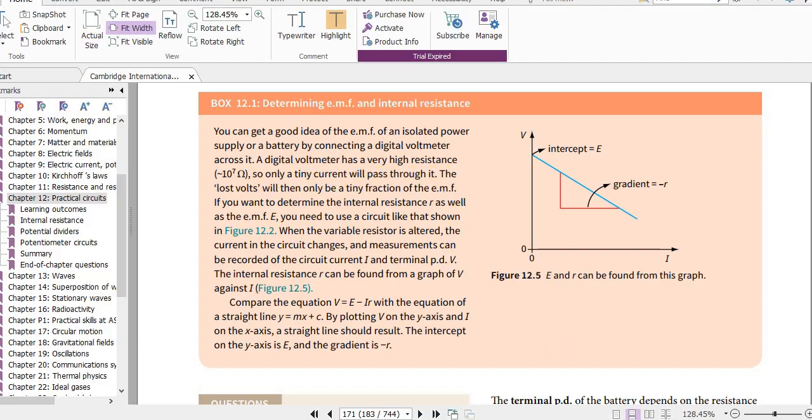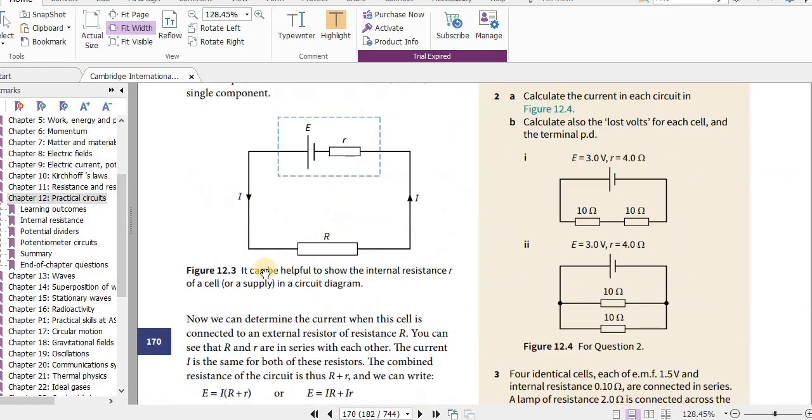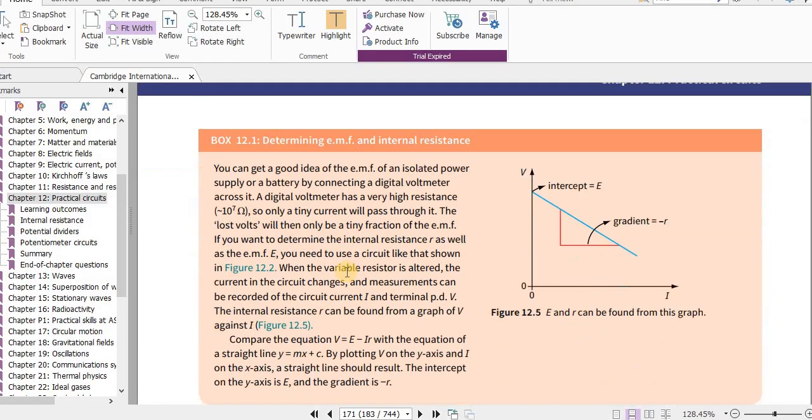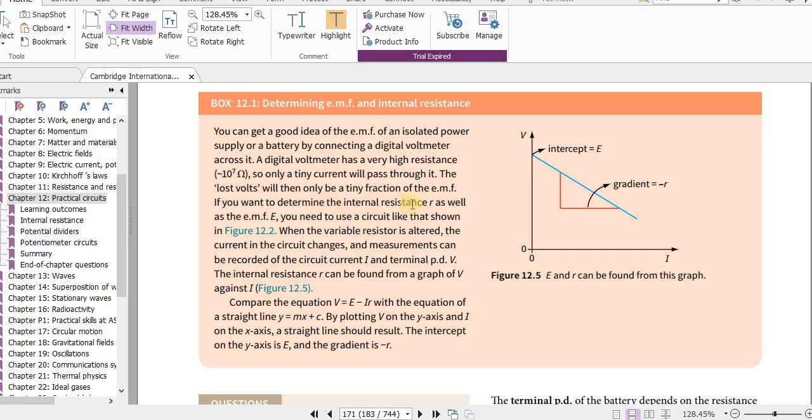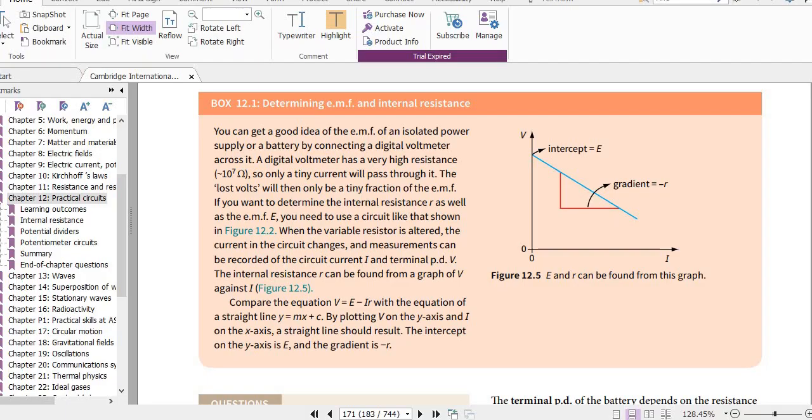So there's a small current. Even when you connect the voltmeters, like for example across some external resistor, there is a small current flowing through the voltmeter to power it. Otherwise you can't. If you just have the terminals outside, it won't give a reading. Terminals of the voltmeter. If you want to determine the internal resistance, current will pass through it. The lost volts will then only be a tiny fraction of the EMF. That's why I could approximate it to 0.